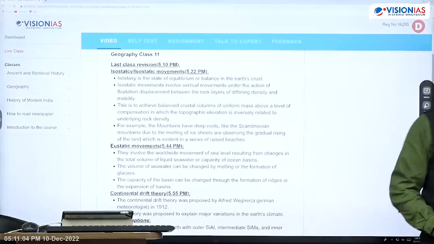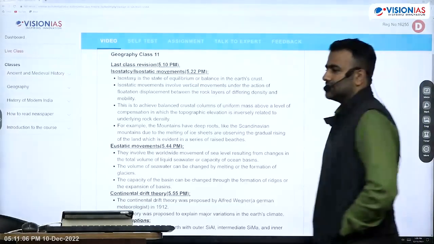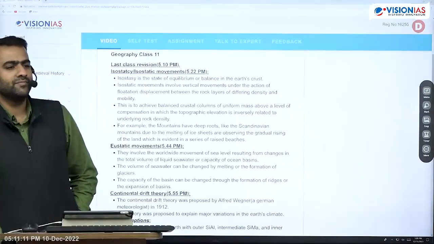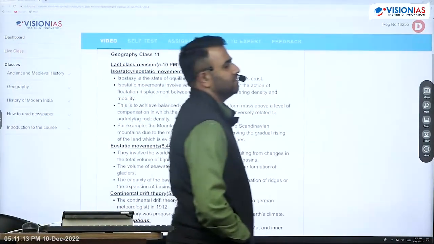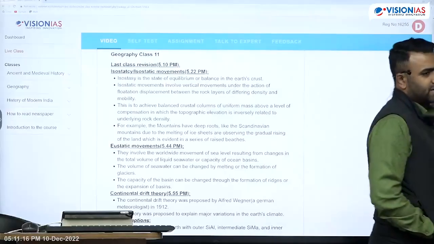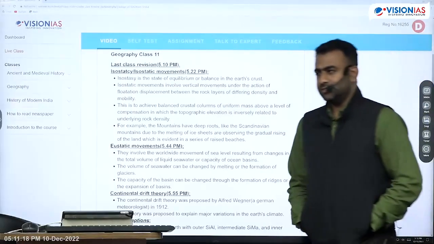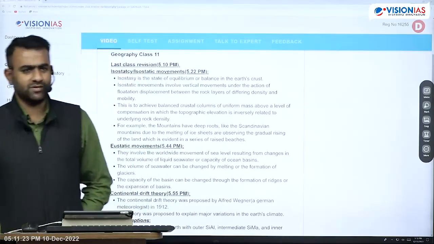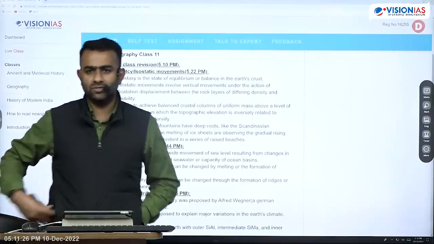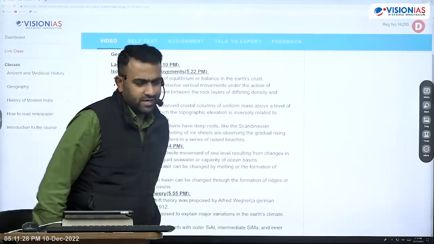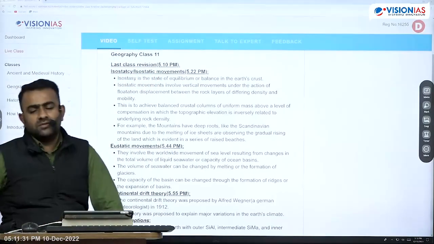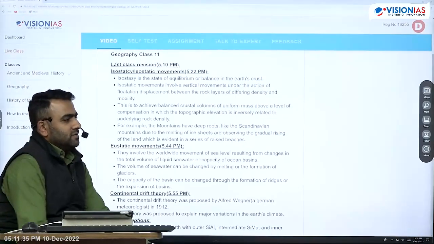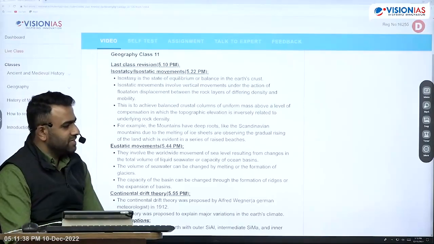Because the upper lithosphere is like floating columns of the Earth's crust, and it balances in order to maintain stability, uniformity of the weight across all the levels. So those balancing movements are called isostatic movements. Whenever there is a change from the surface in terms of erosion, deposition, or any kind of degradation, that will result in corresponding balancing movements. So it's called isostatic movements.